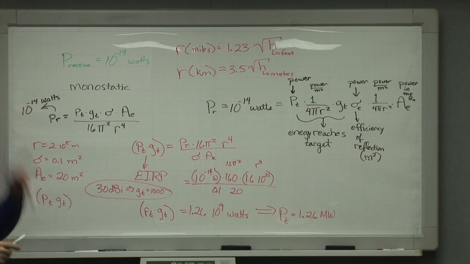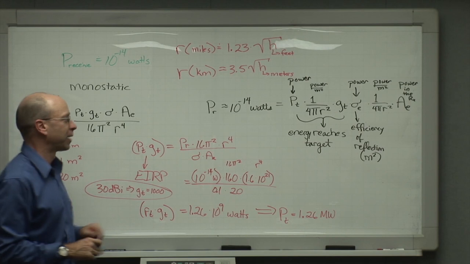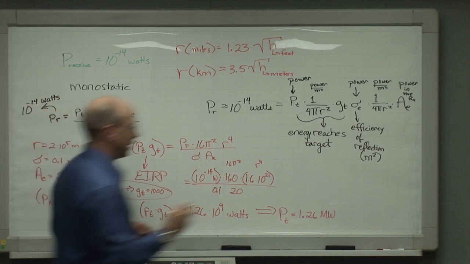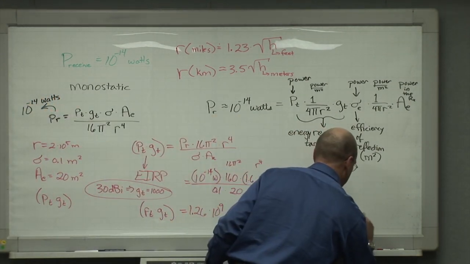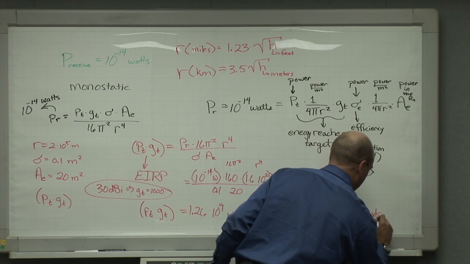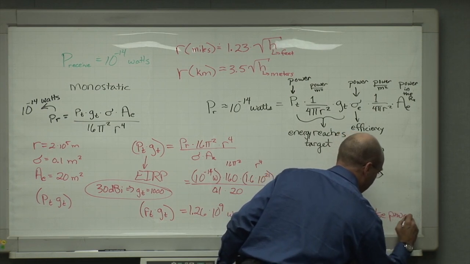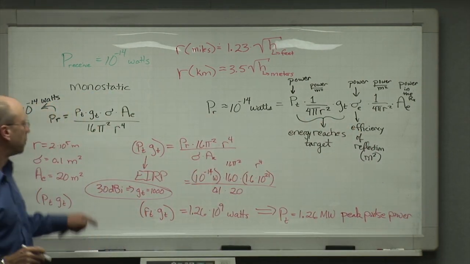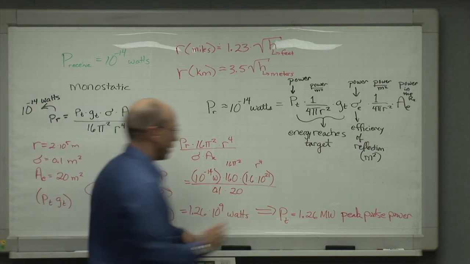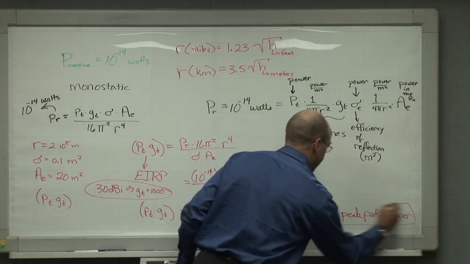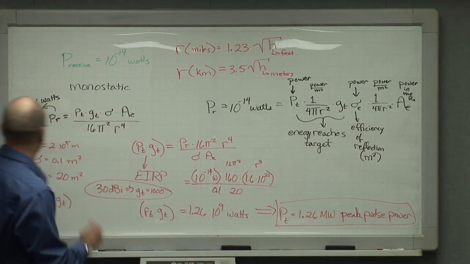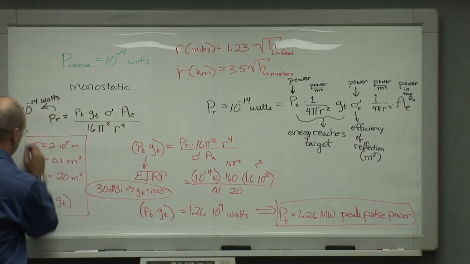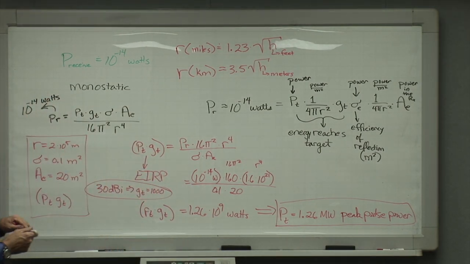But that's only when the pulse is on. In a minute we'll look at what it takes. Right, exactly. P sub T, and so that is peak pulse power. Now, the other parameters will come a little faster than this, but now we know roughly what we need to generate going out for these kinds of parameters for our air search radar.